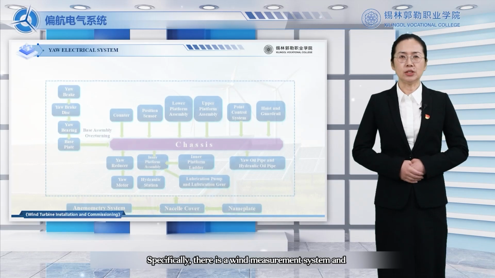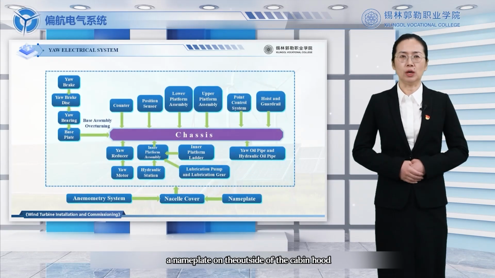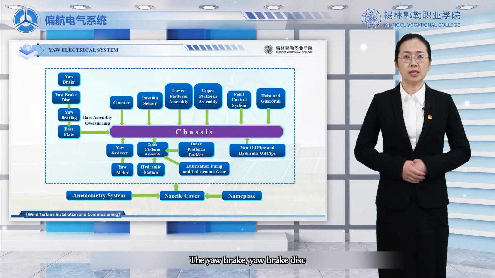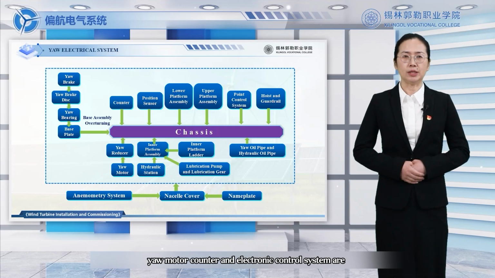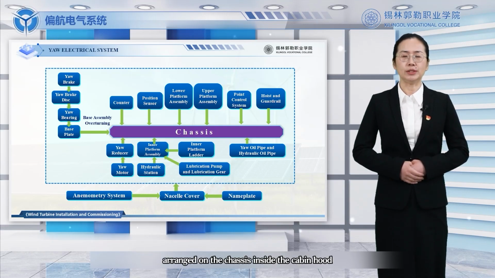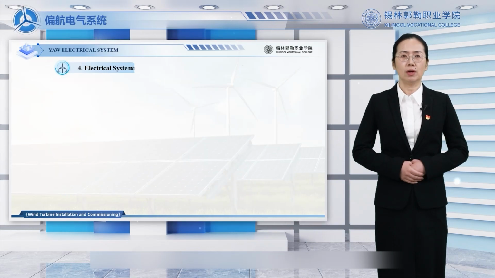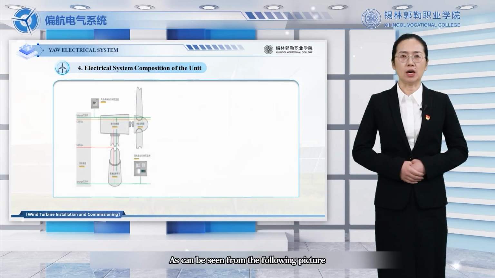Specifically, there is a wind measurement system and a nameplate on the outside of the cabin hood. The yaw brake disc, yaw bearing, yaw reducer, yaw motor counter, and electronic control system are arranged on the chassis inside the cabin hood, as can be seen from the following picture.